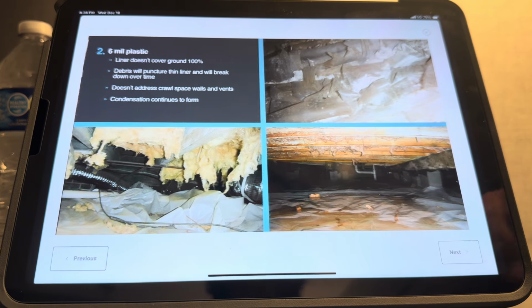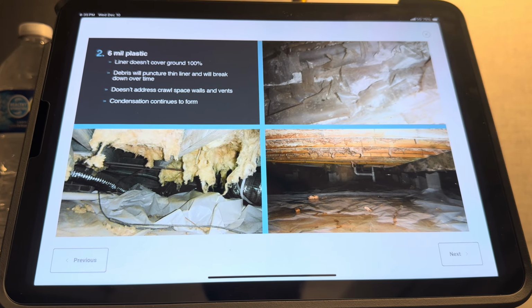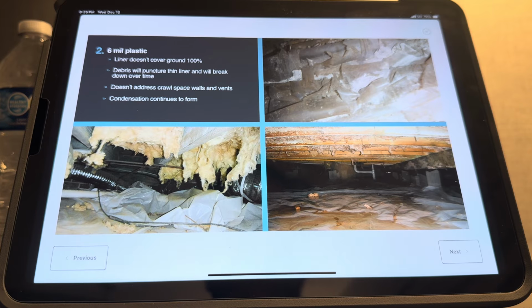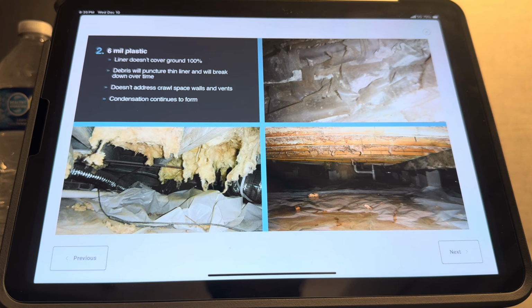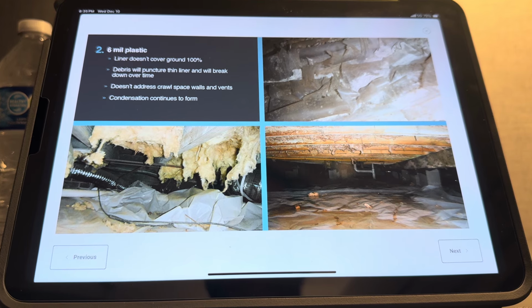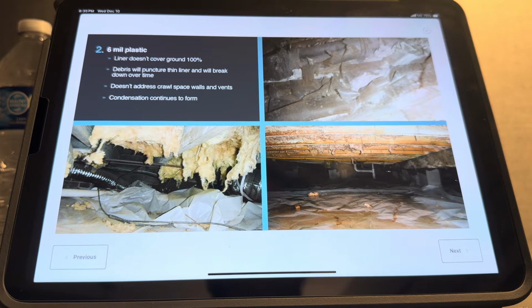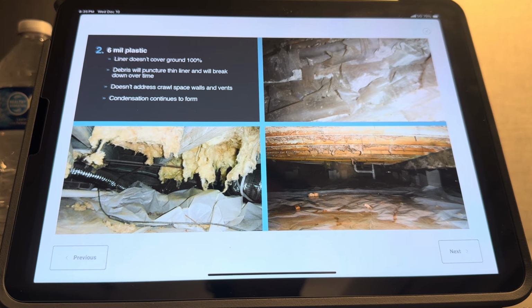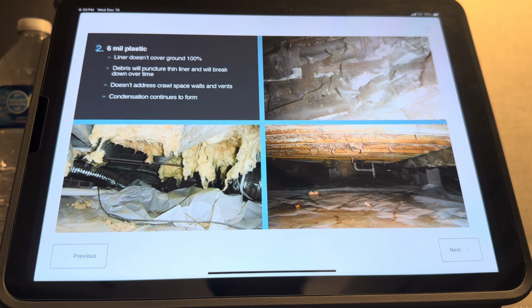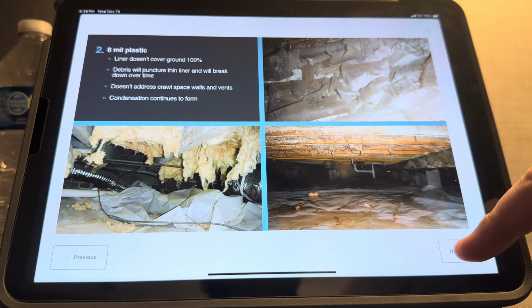The second option, as kind of seen in that previous video, is just a 6 mil plastic. And so what that is, again, just a loose lay that doesn't cover the ground 100%, so it's not doing what it's intended to do. It's easily broken and punctured as a liner is going to break down, and it doesn't address your crawl space walls, right? And it certainly doesn't address the problems with the vents that we discussed. So condensation continues to form.